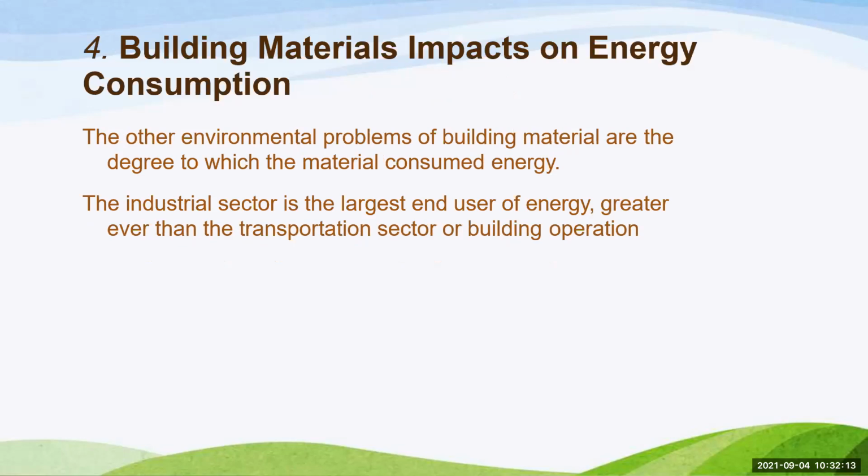And the building material impact on energy consumption. Which type of building material impacts energy consumption? Cement. The other environmental problem of building materials is the degree to which the material consumes energy. The industrial sector is the largest user of energy, greater even than the transportation sector or building operation. So this is the building material impact on energy consumption.